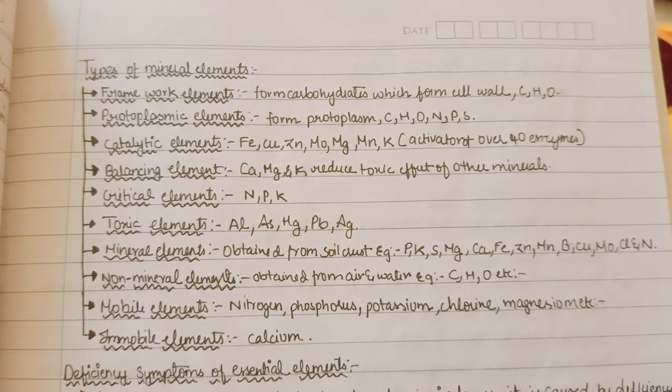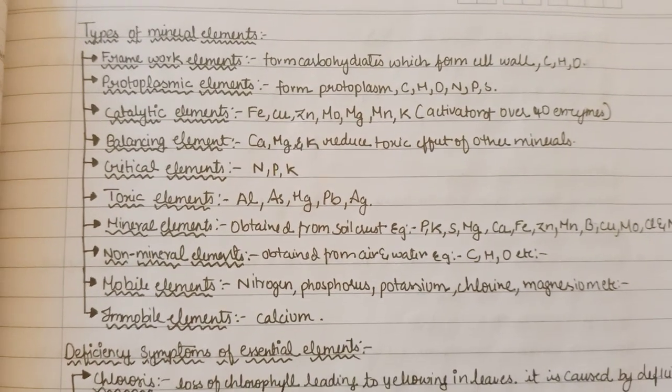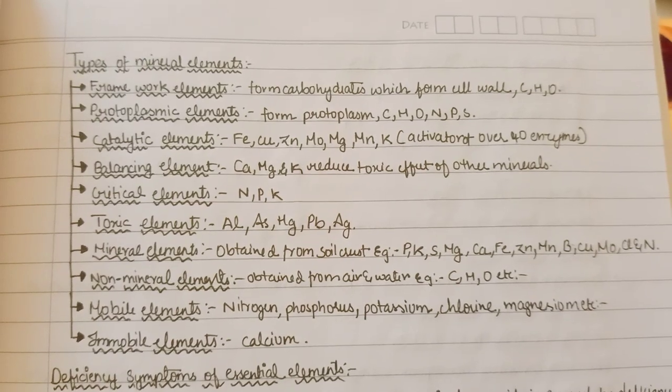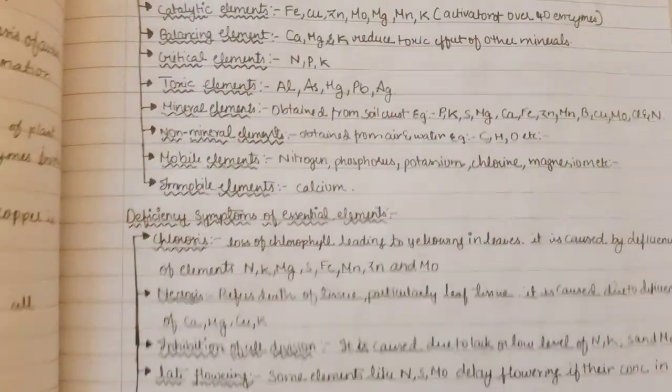The non-mineral elements are obtained from air and water. Example, carbon, hydrogen, oxygen. Then mobile elements are those which can move freely in the plant. Example, nitrogen, phosphorus, potassium, chlorine and magnesium. And immobile elements, example is calcium.